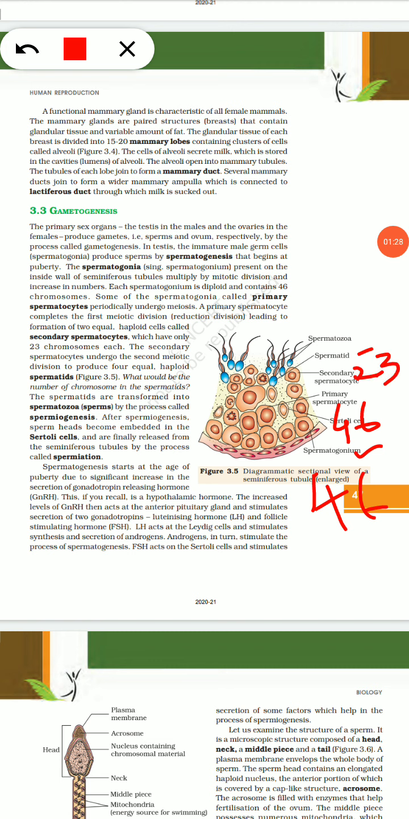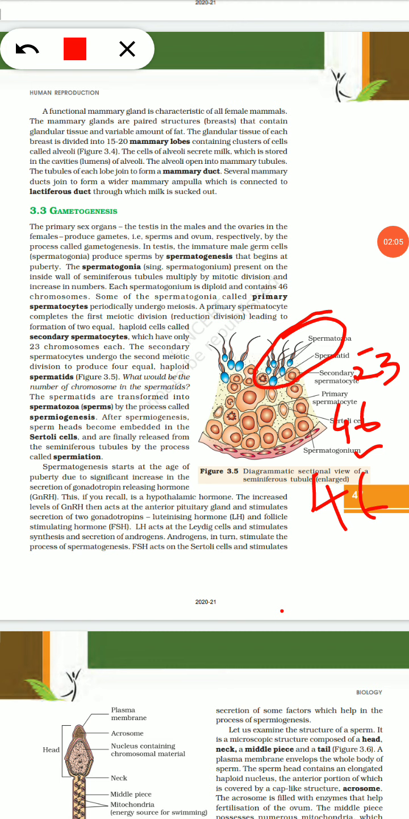Okay, so now from the spermatid, which gets transformed into spermatozoa, which is a sperm, that is known as spermiogenesis. So transformation of spermatid to spermatozoa is spermiogenesis. Okay, so the sperm are released from the Sertoli cells in this process of spermiation.